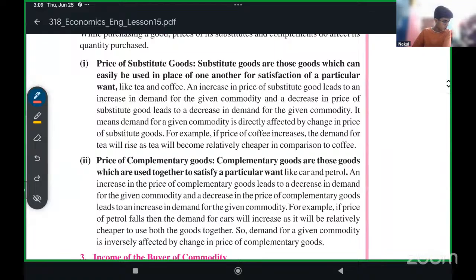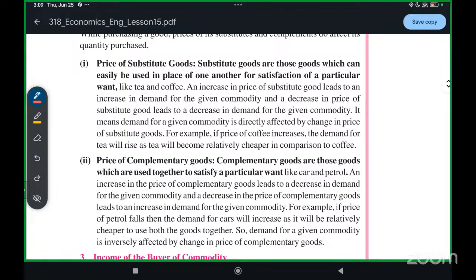Complementary goods are the goods which are used together. Those are the complementary goods. Yes, that is right.